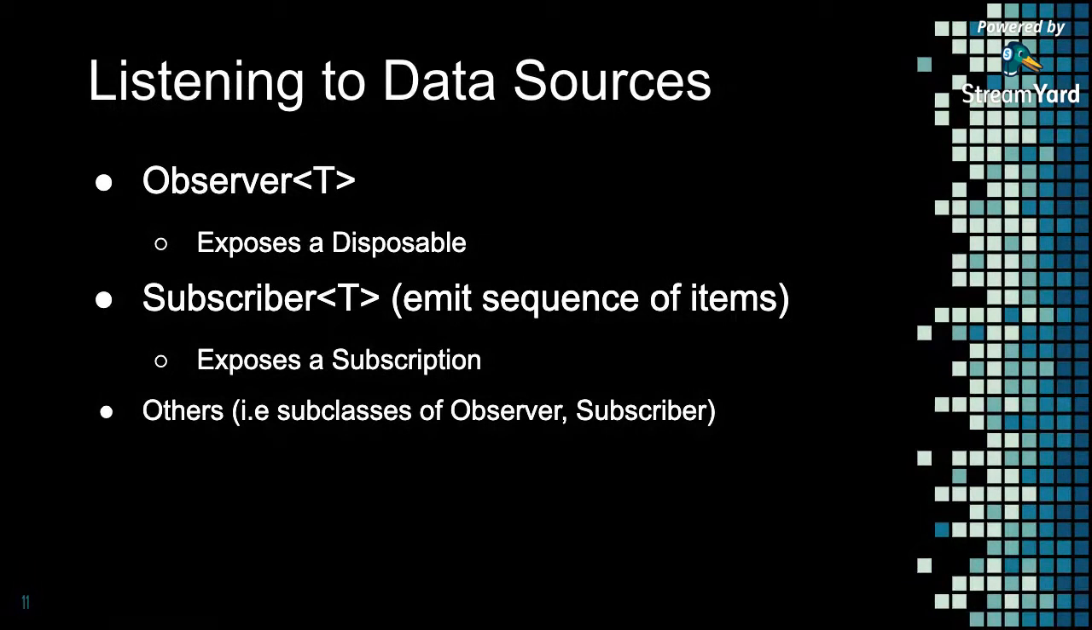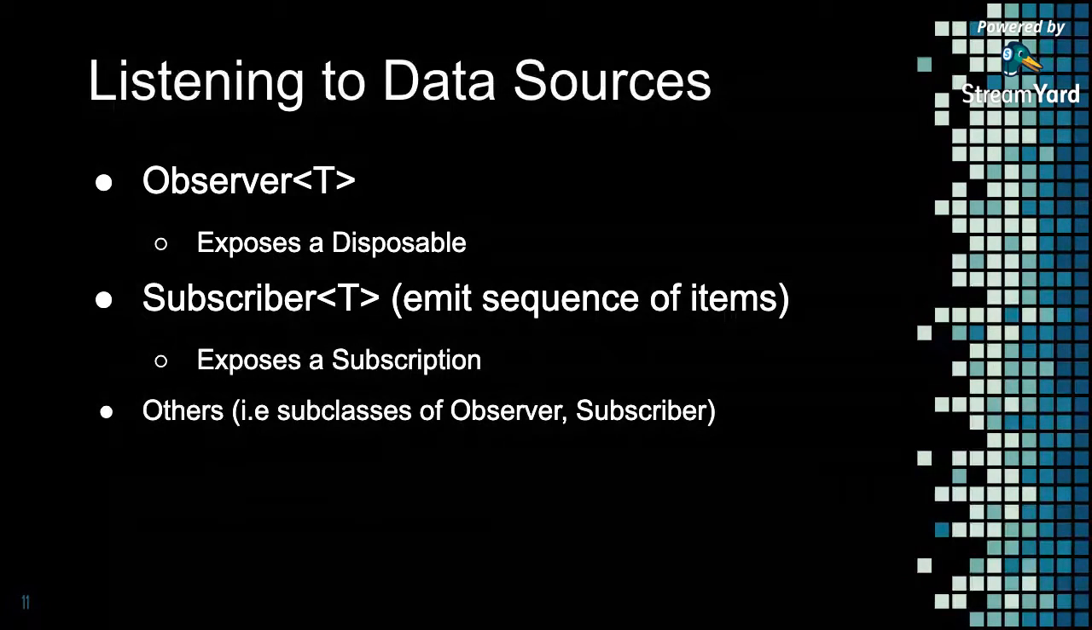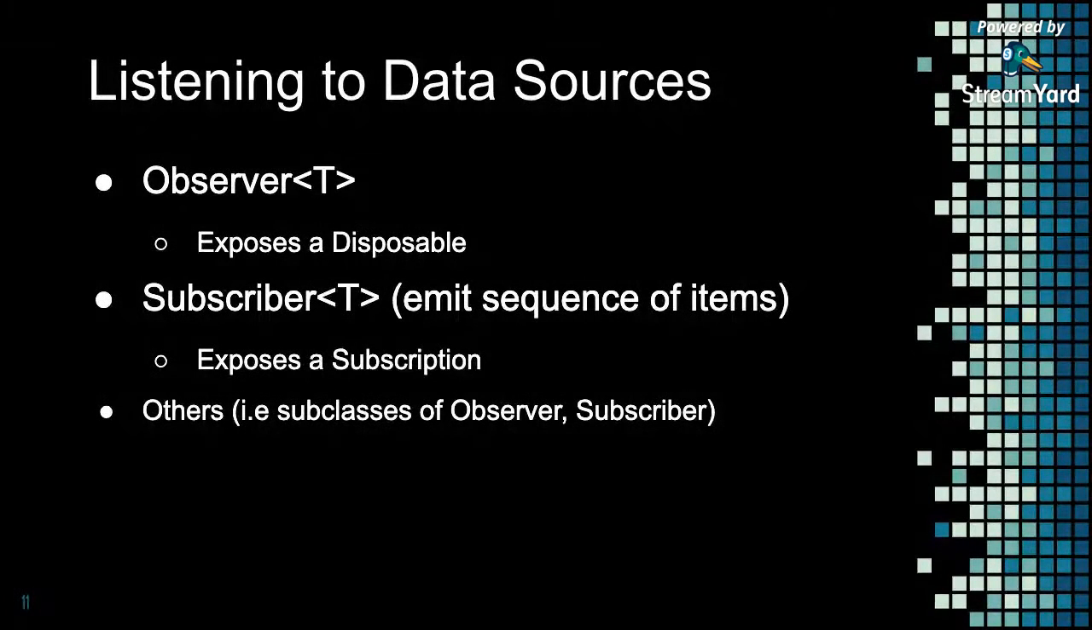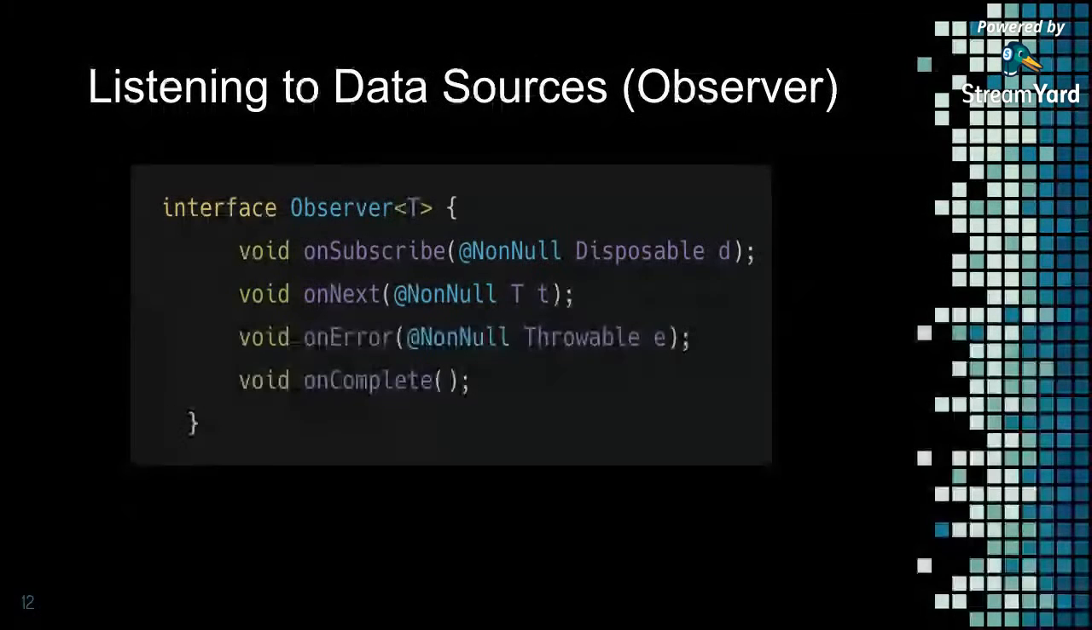So observer exposes a disposable. And what disposable means is something that allows us to probably cancel or complete the flow of data at a later time. Then there are other types for listening to data sources, but most of them are subclasses of these two guys, observer or subscriber. So they are not mentioned there.